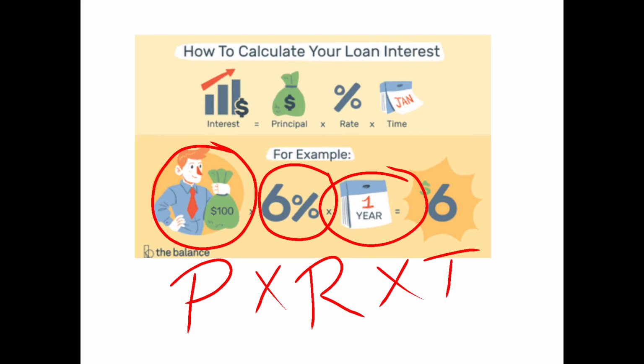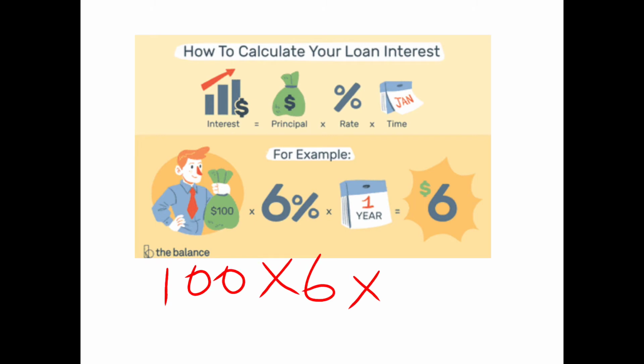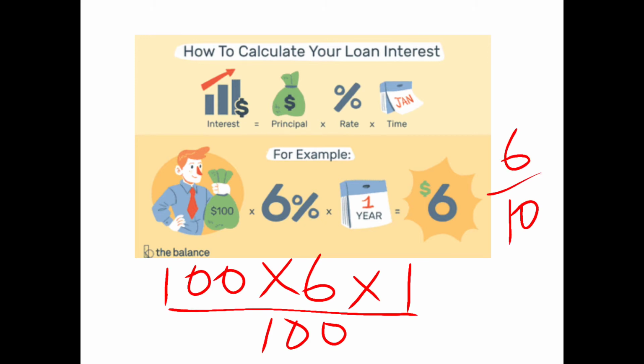So 100 rupees, and 6% they are putting as interest. So it is 100 into 6 into 1 divided by 100. Why are we dividing by 100? Because 6% we can write as 6 by 100, right? So that is whole divided by 100. Now this 100 will be cancelled, and the interest will be 6 rupees. So this is the way for finding the simple interest.